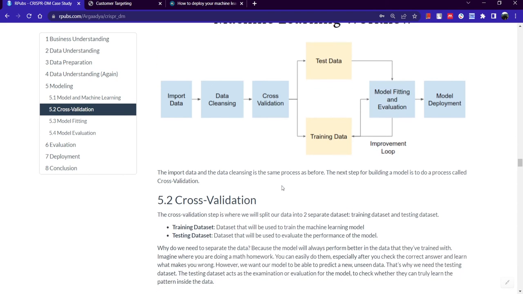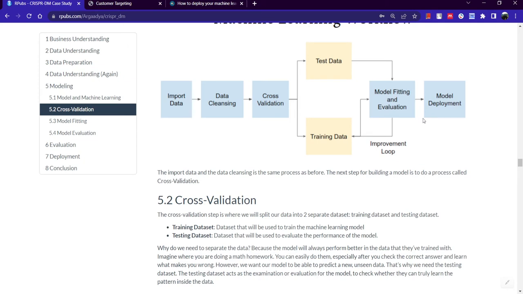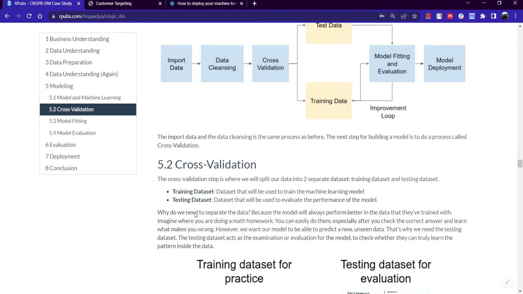I'm not sure why cross-validation is right after data cleaning. Anyway, you start with importing data, data cleansing, and so on. So this is about the machine learning model. But again, cross-validation, I believe, should be after you fit your model. Then you need to evaluate your model. So let's see what they have done at this stage.